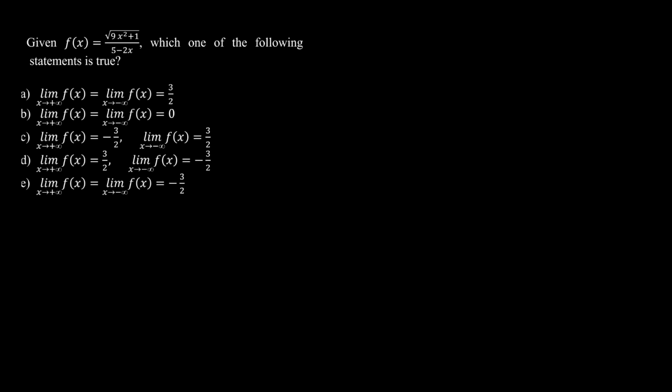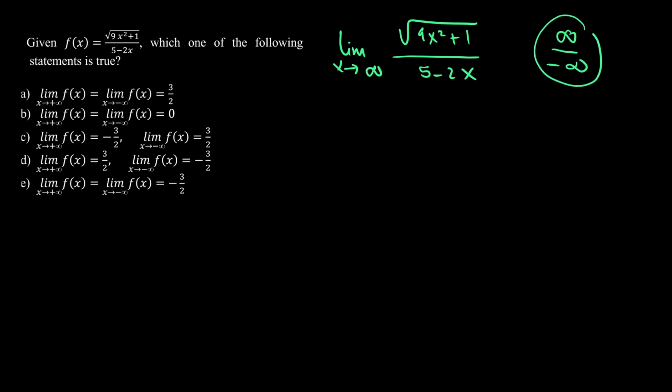So the first limit is the limit as x goes to now plus infinity of the square root of 9x squared plus 1 divided by 5 minus 2x. As x goes to infinity, the numerator will go to infinity, the denominator will go to minus infinity, and this is indeterminate. So what I will do is pull 9x squared out of the square root and see if there's any cancellation that can take place.